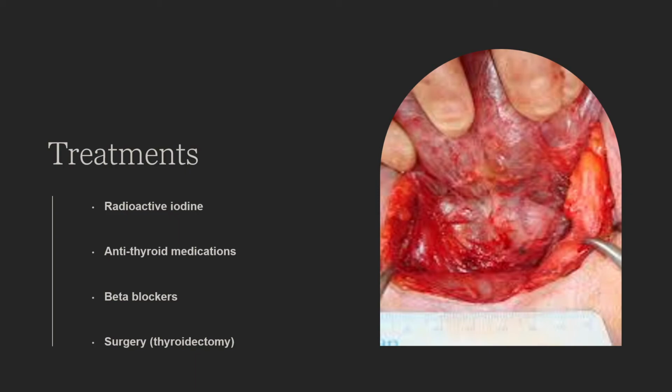And lastly, surgery, what is also called thyroidectomy. It's given to people who are pregnant, for people who can't tolerate the anti-thyroid drugs, and also people who don't want the iodine therapy. This is an alternate option to have the thyroid removed.